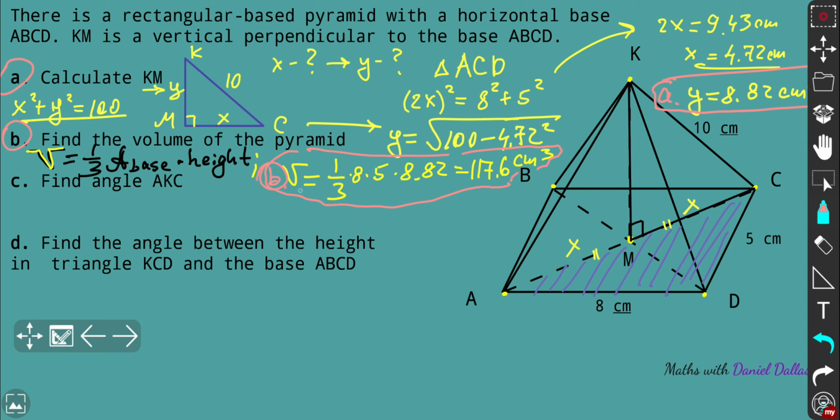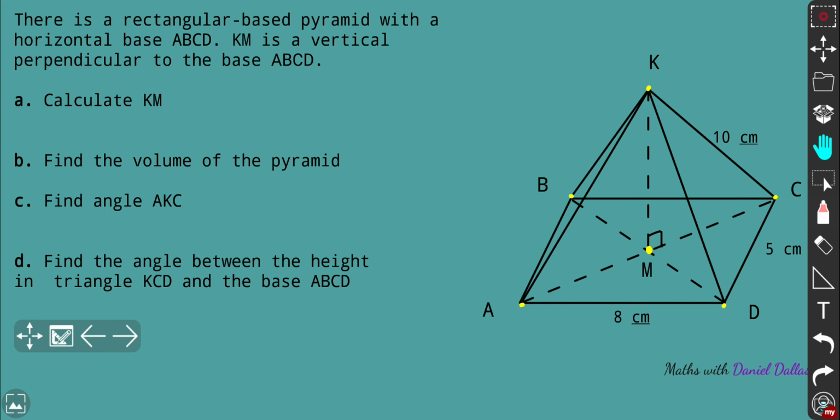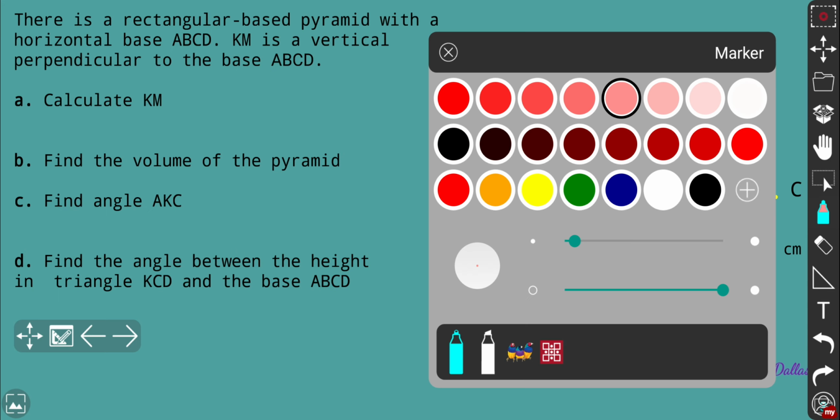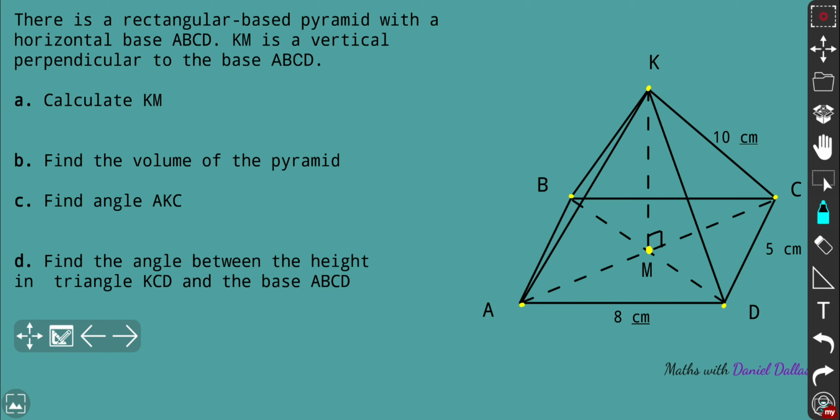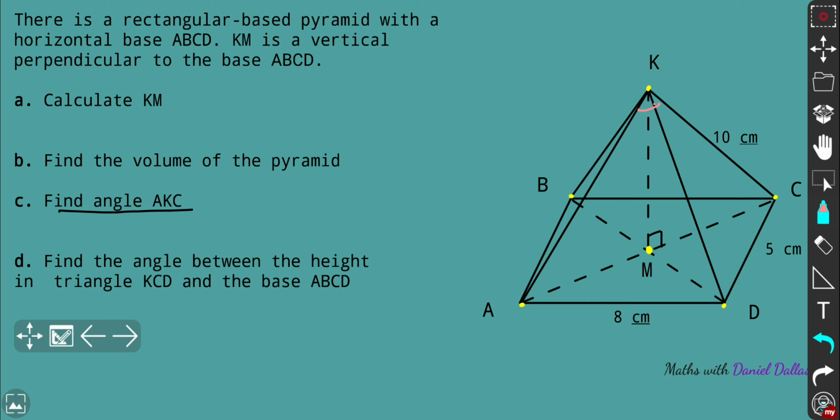So B, okay, that's B, that was A. And now we move on. Find the angle AKC. To find this angle, I want to move to another slide, just because I'm really restricted in the area of the workspace. So find the angle AKC. I just mark this angle on the diagram, and this is the angle between AK and KC.